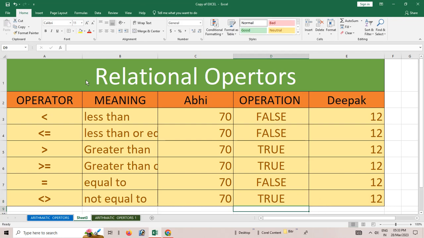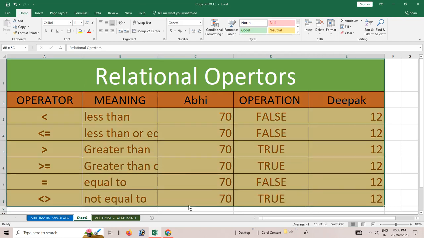Now this is called relational operators.